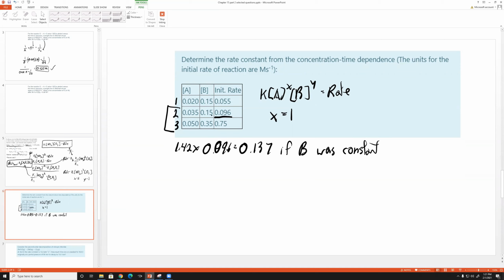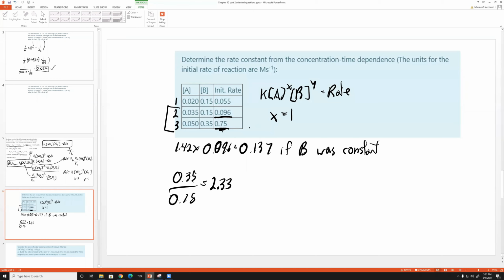But it's not. B changes by more than twice the amount. So we want to figure out the difference in multiplicity between this 0.137 and the 0.75 in trial 3. That difference will give us the amount of rate of reaction that corresponds to the change in B. So 0.35 divided by 0.15. We want to see the difference in multiplicity. And that difference is 2.33.